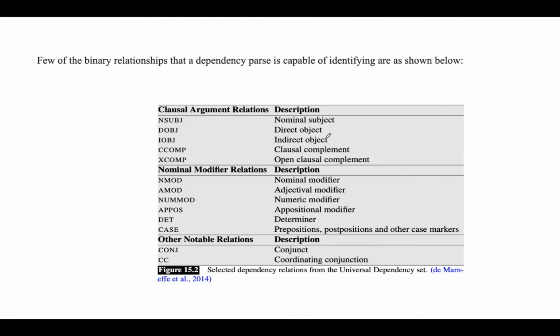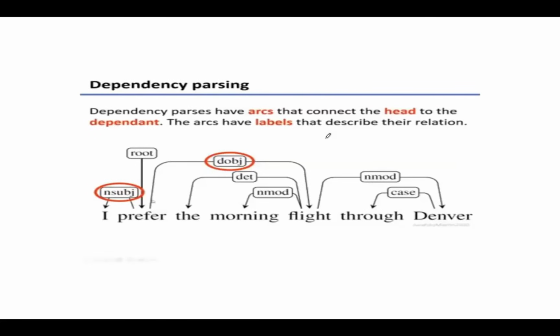So these are some terms. If you take another example, here dependency parsers have args. We discussed the head and dependent, so don't bother about this. Just focus on the sentence now. The sentence is, I prefer the morning flight through Denver.